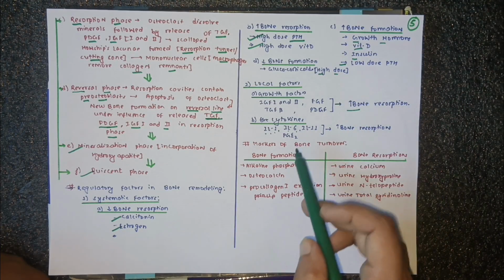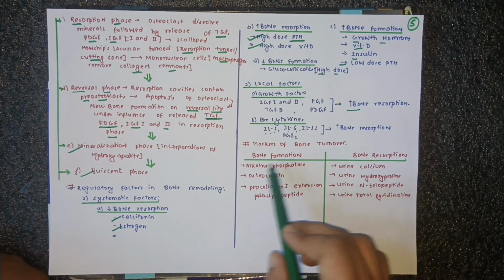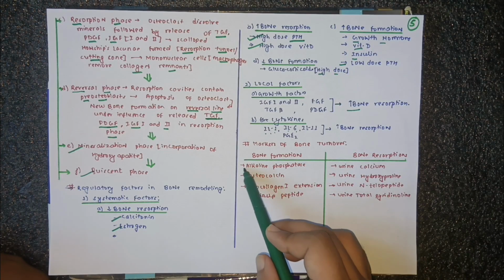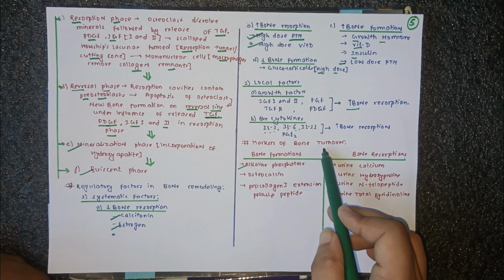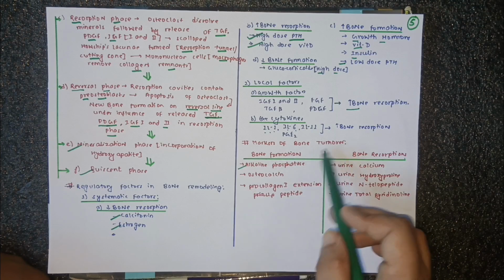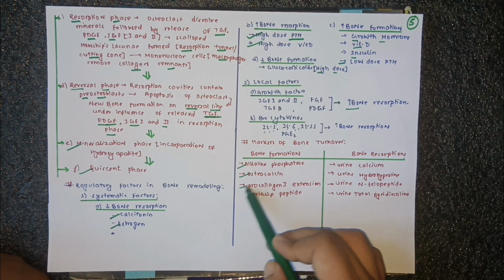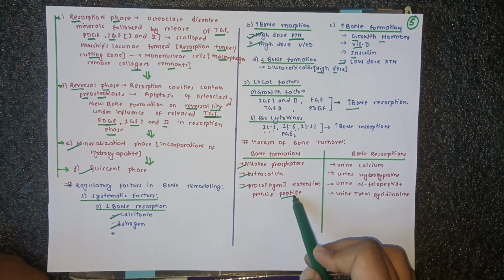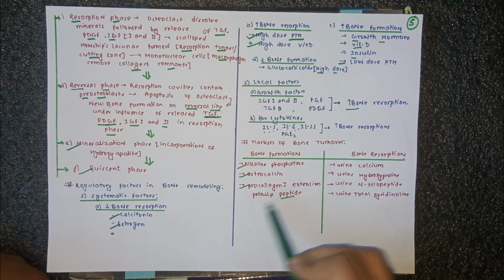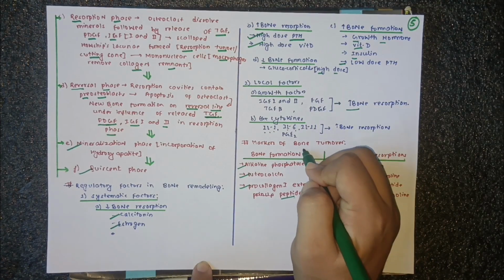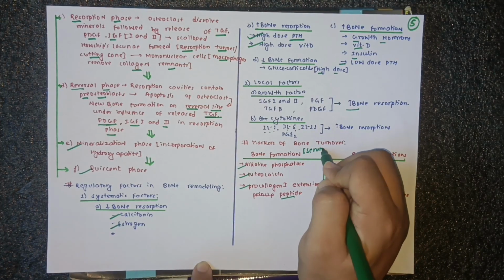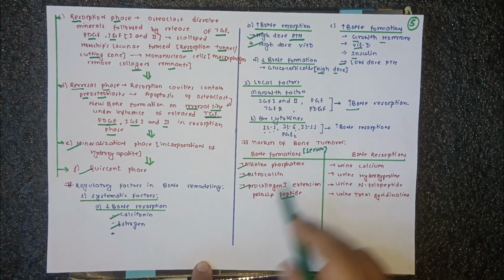After that, markers of bone turnover: bone formation and bone resorption. Alkaline phosphatase is the best marker for bone formation. After that, osteocalcin and procollagen first extension peptide are also markers. They are serum markers, present in serum. In biochemistry, I think you have learned about those.